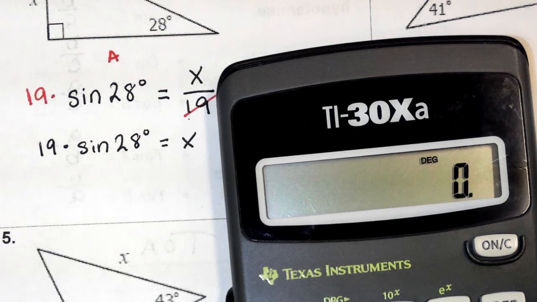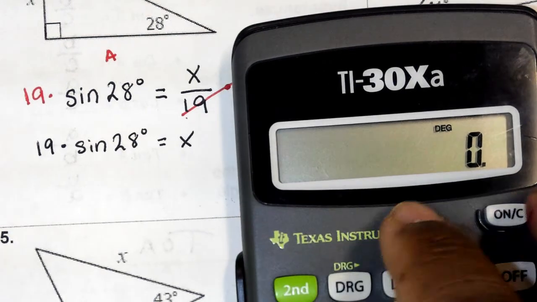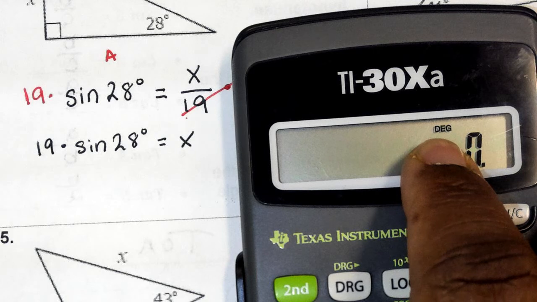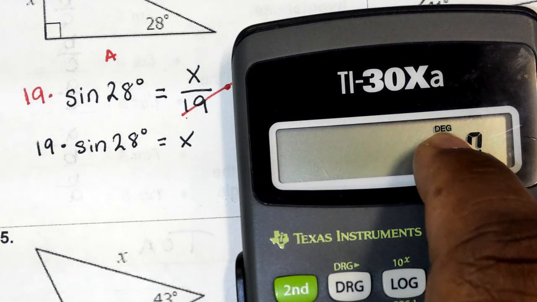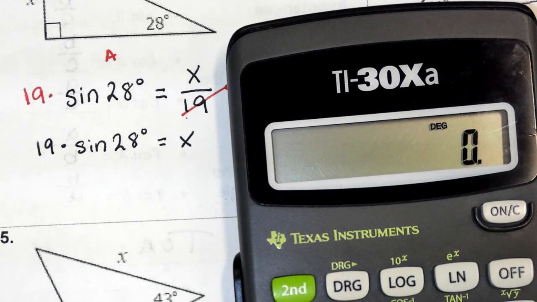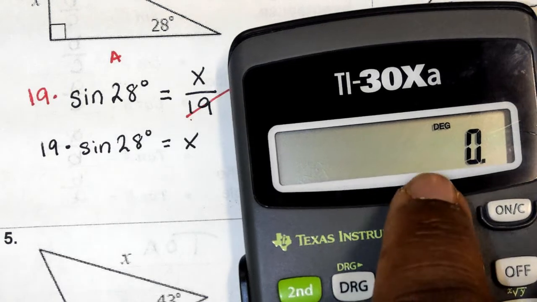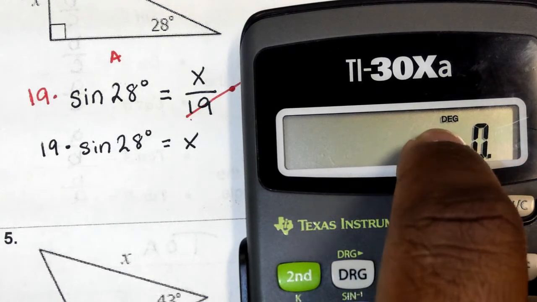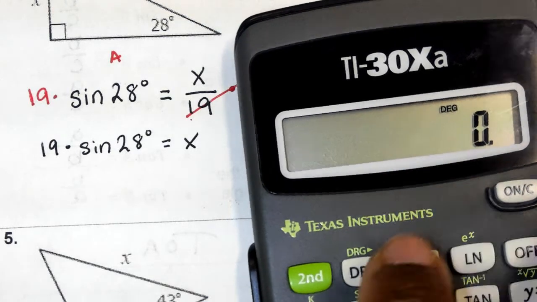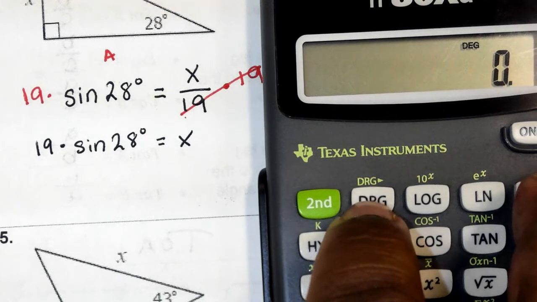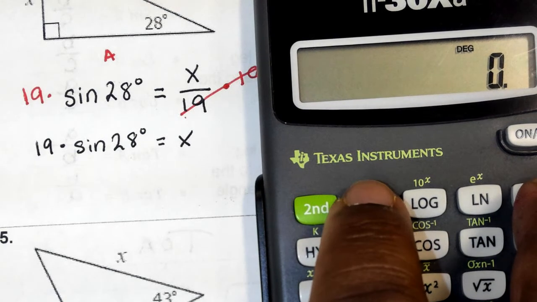If you're using a handheld calculator, first thing you need to make sure is that your calculator reads degrees up here. This never mattered to y'all before because y'all never did any kind of higher math like this. It doesn't matter what mode your calculator is in if you're just typing in regular this times this. But when you start using trig functions, your calculator needs to be in degrees, DEG. If it's not in that mode, you can change it using this DRG button right here.